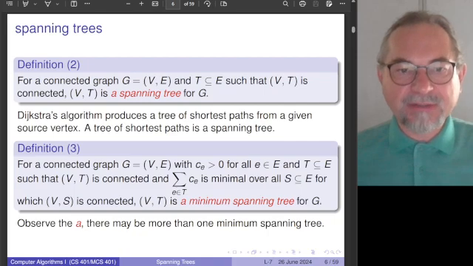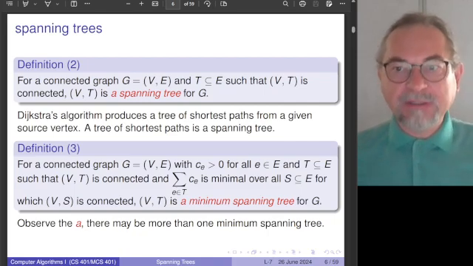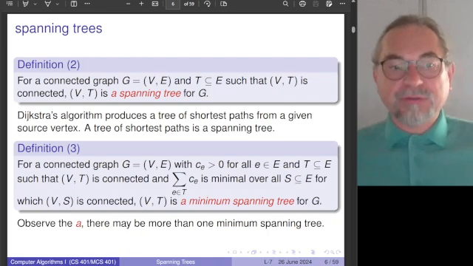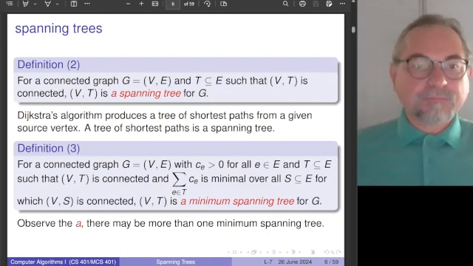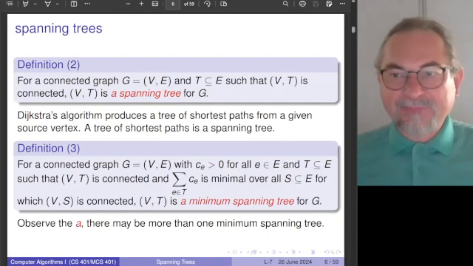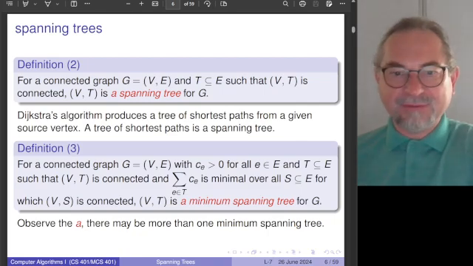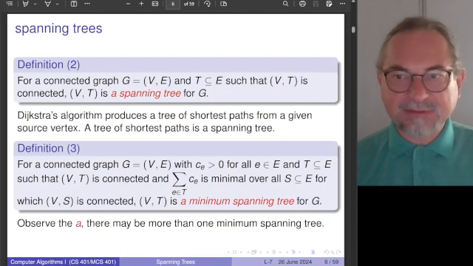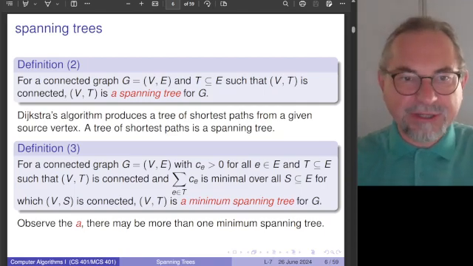So we want the sum of the costs of all the edges in this tree to be minimum over all possible spanning trees. In the definition, I'm using the letter A. We have the minimum spanning tree problem. It's the problem. And typically we wouldn't talk about the minimum spanning tree. So that's an important distinction here.